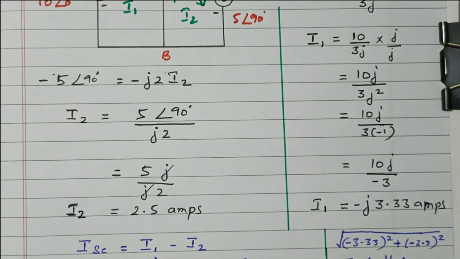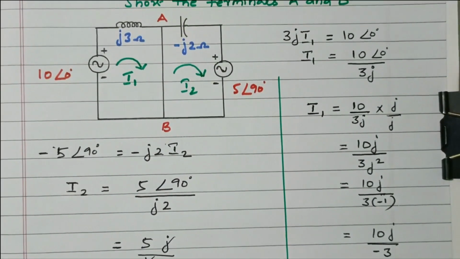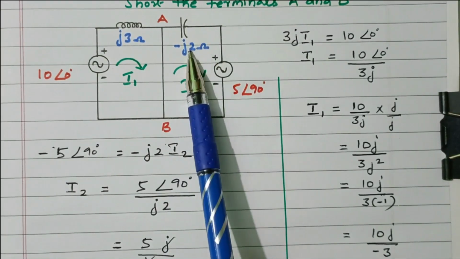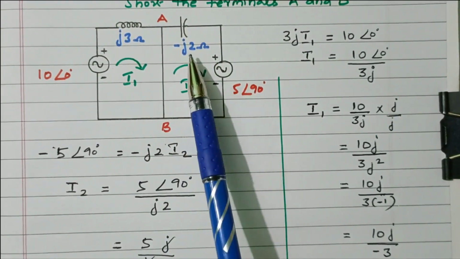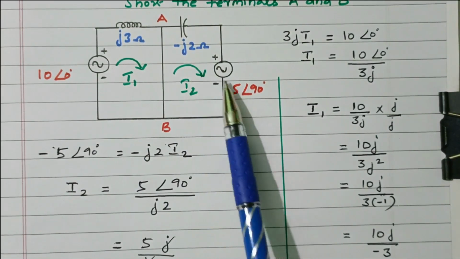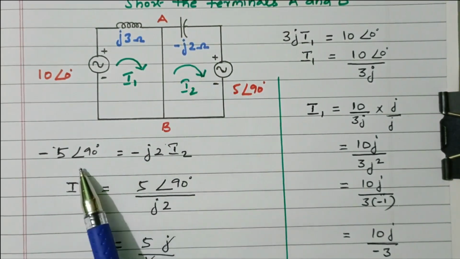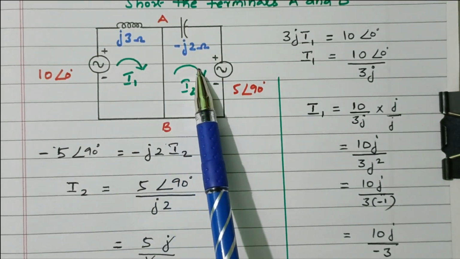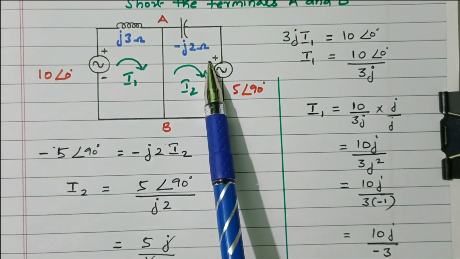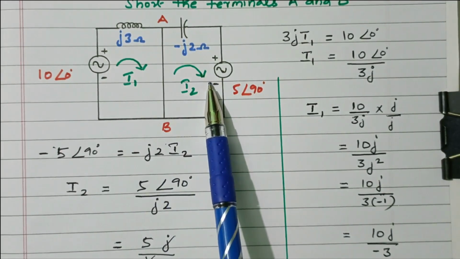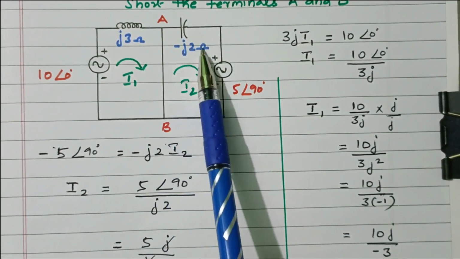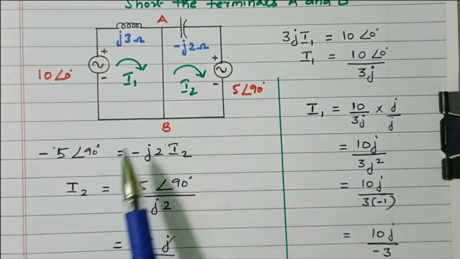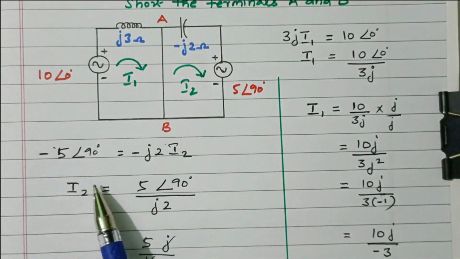Similarly, we need to find the I2 value. Here also we have one voltage source, and a capacitor is available. So applied voltage equals the capacitive drop. So minus 5 angle 90 degree. Why minus 5? See the current direction. It is downwards, from positive to negative, so it is a drop in potential. Here also it is clockwise, but going from positive to negative, downwards. So minus 5 angle 90 degree.